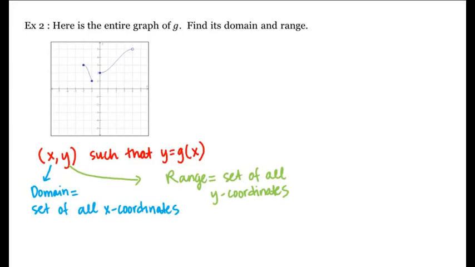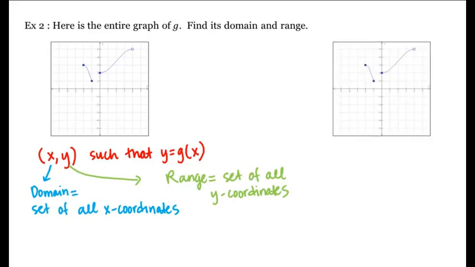Okay, so what is the domain? What is the set of all possible x-coordinates of points on our graph? So here's our graph. Again, think of projecting the graph onto the x-axis. So the domain then would be this interval here together with this interval here. That is, the domain is equal to -2 to -1, union 0 up to 4.